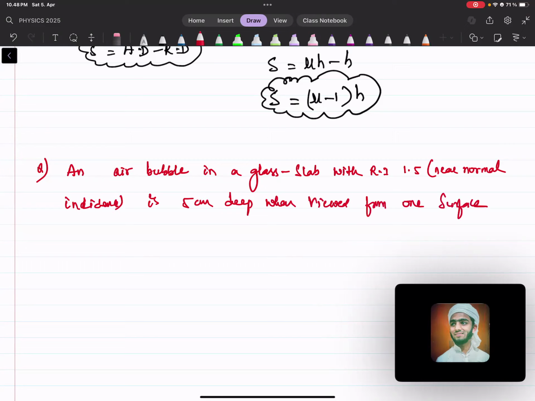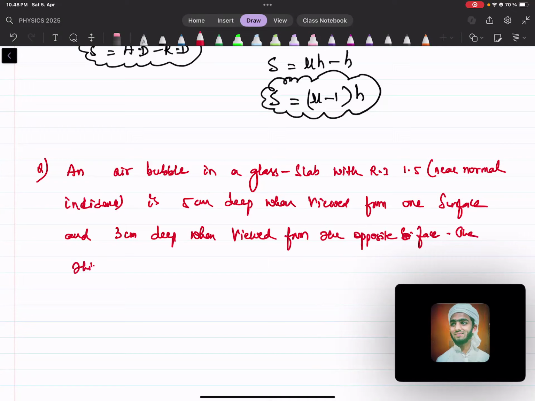Understand the terminology of the question. And 3 centimeters deep when viewed from the opposite face or opposite side. So the thickness of your slab is dash in centimeters. First option is 12, second option is 16, third option is 8, fourth option is 10.